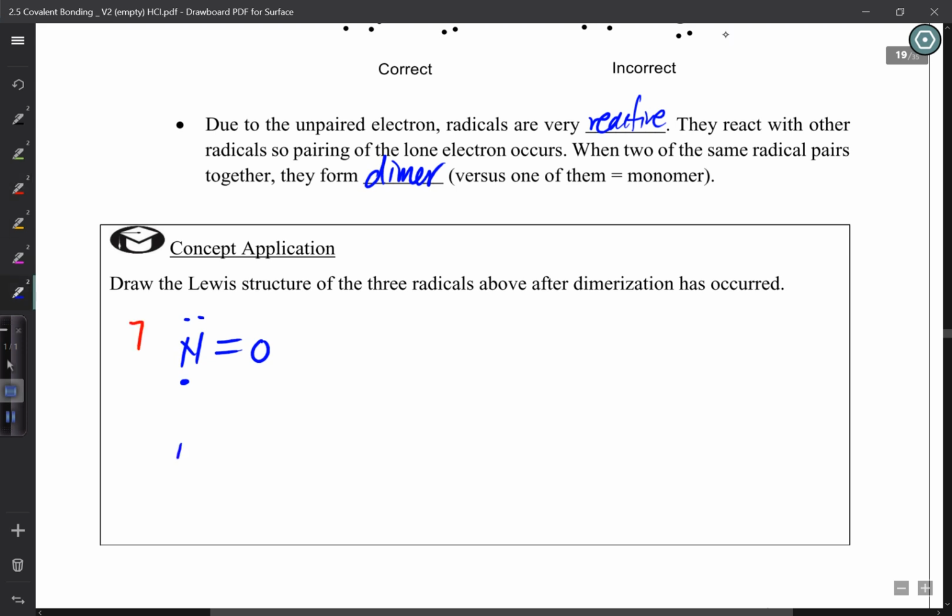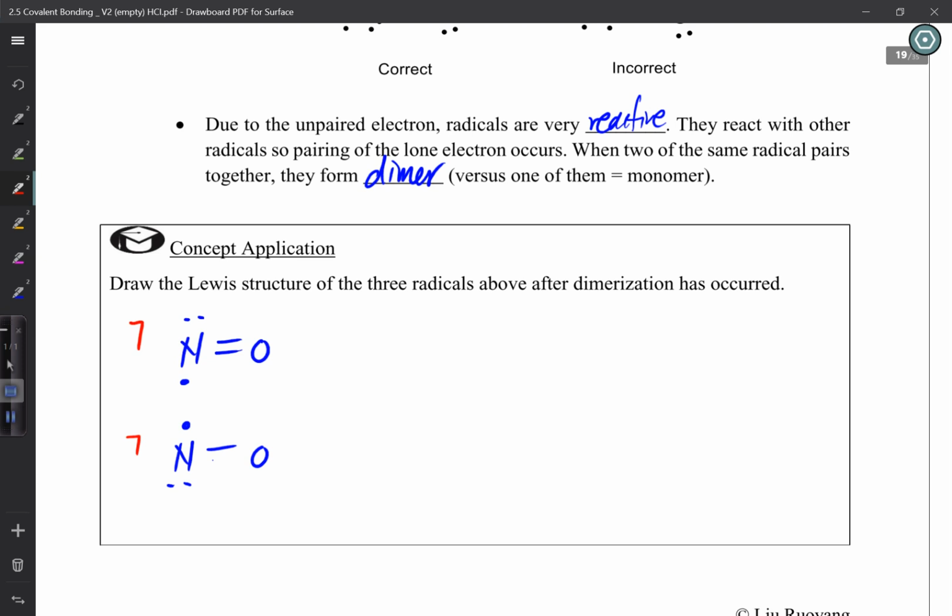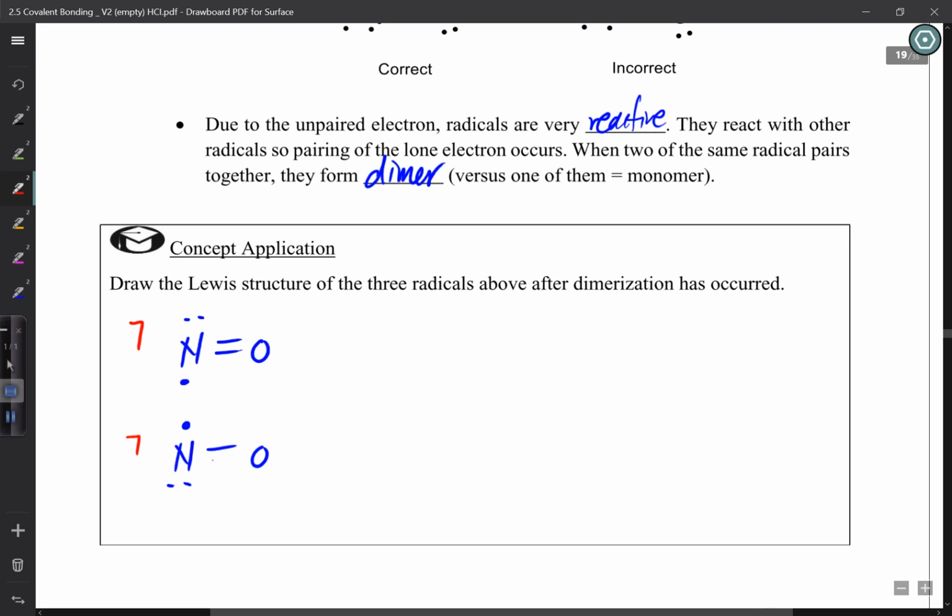Now if you have another NO, what do you think can happen? It has got 7 electrons as well, right? So two odd numbers give you an even number, right? Odd number plus odd number gives you an even number. So what can happen is that these two can interact to form a bond. Alright? So if they interact together to form a bond, how many electrons will there be around this nitrogen? It will be 8 now, right? 1, 2, 3, 4, 5, 6, 8. So therefore, this dimerization is very favorable.